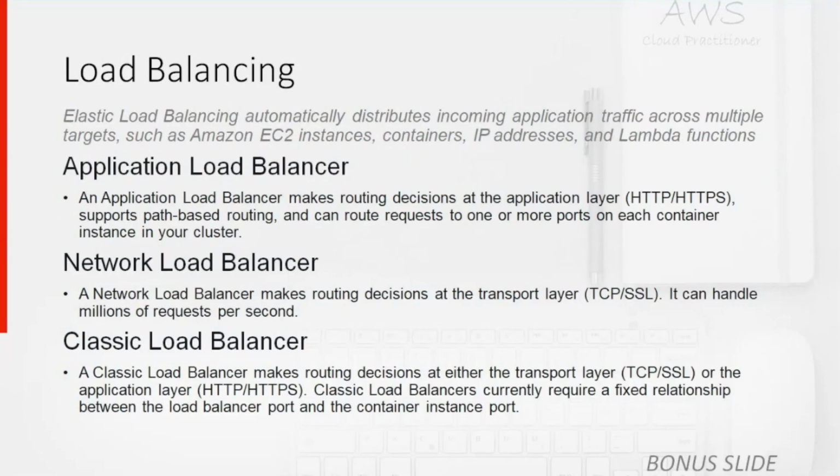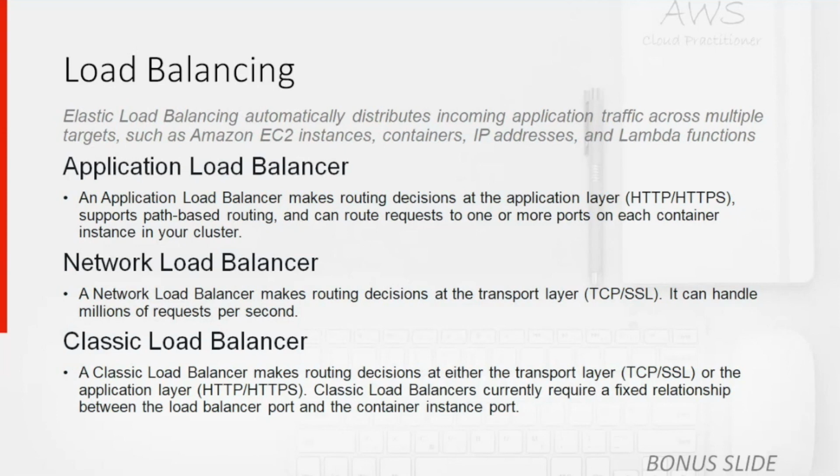Load balancing. Elastic Load Balancing automatically distributes incoming application traffic across multiple targets, such as Amazon EC2 instances, containers, IP addresses, and Lambda functions. Application Load Balancer. An Application Load Balancer makes routing decisions at the application layer, HTTP, HTTPS, supports path-based routing, and can route requests to one or more ports on each container instance in your cluster.